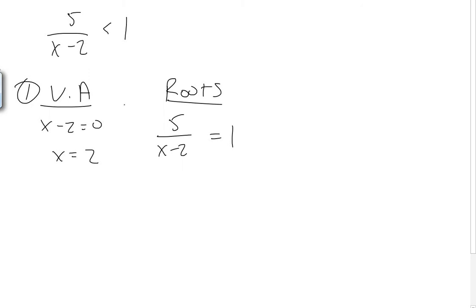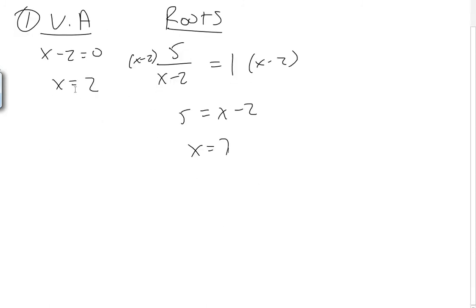Now that I have equality, that's the only time I can clear the fraction. I multiply both sides by x minus 2. I get that 5 equals x minus 2, or x equals 7. These are the values where I know important things happen, at 2 and at 7. And so I should put them in order from least to greatest when I make a table.